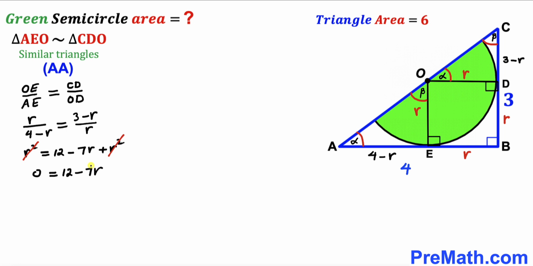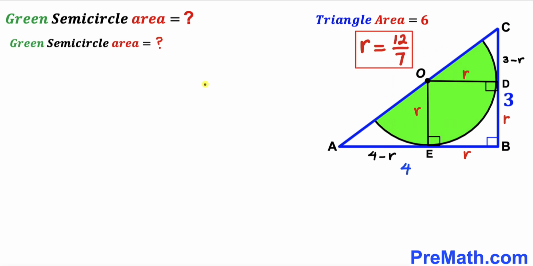Now I'm going to move this 7 times r to the other side. So we get 7 times r equals 12. Now I'm going to isolate this radius r by dividing by 7 on both sides. Here we can see 7 and 7 are gone. So our radius r turns out to be 12 divided by 7 units. And here's our final step.